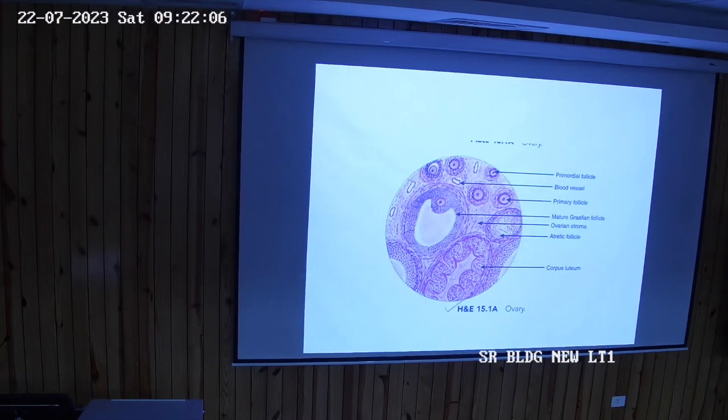I am talking of this. This is the cumulus oophorus and this is the membrana granulosa. And outside this is the theca interna, and more outside that is the theca externa. This stage of development of the follicle is called the Graafian follicle, the mature Graafian follicle.